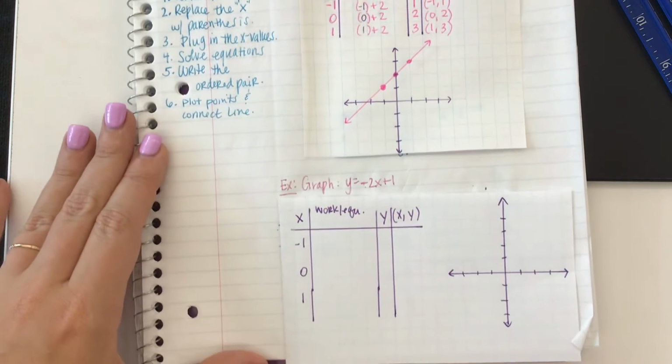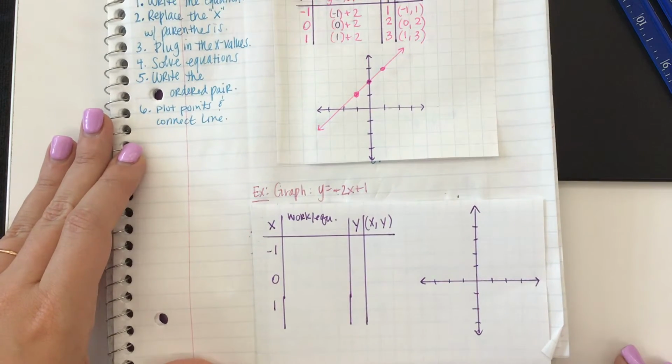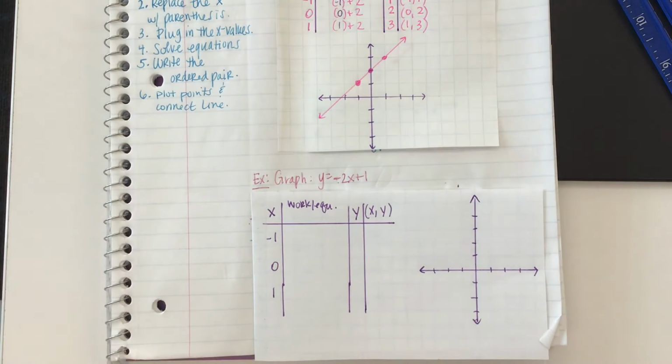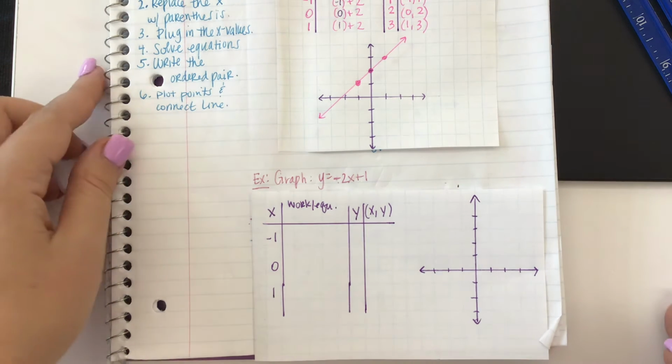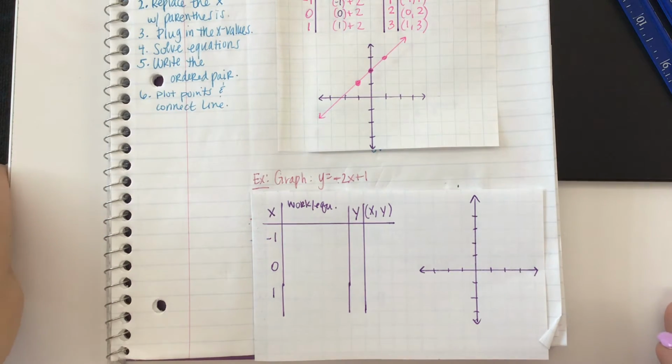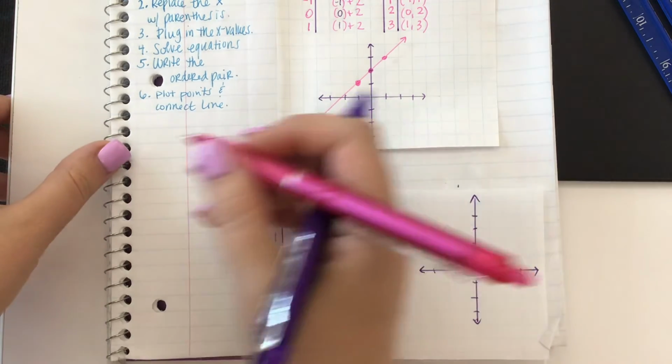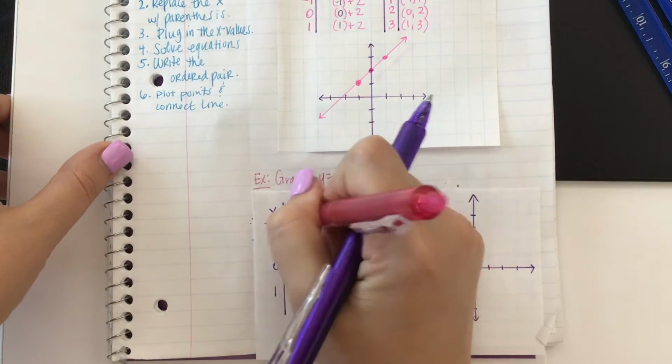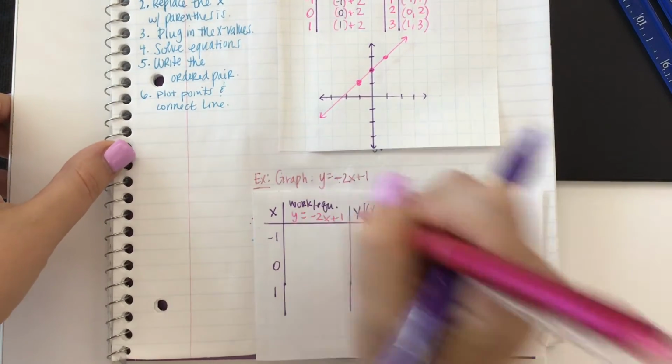Okay, here's our next example. Graph y equals negative 2x plus 1. So if you notice, this is slightly different than our first example. Our first example was a one-step equation, and this is a two-step equation. So I'm going to go ahead and write it, negative 2x plus 1.